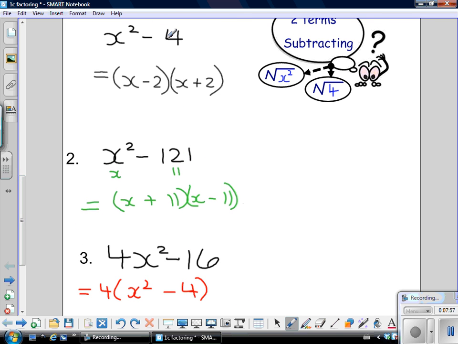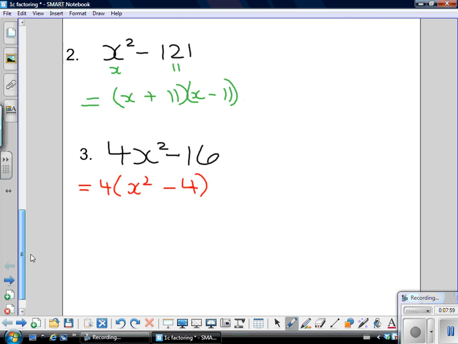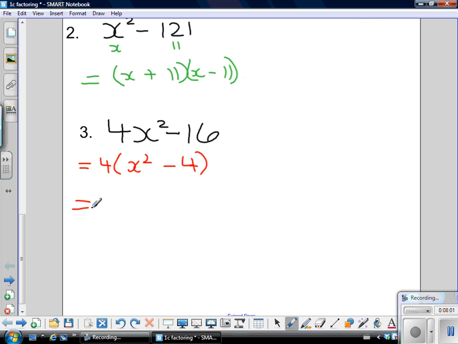because that's this one up here. So again, I'm going to keep my 4. I have my two brackets. The square root of x squared is x. The square root of 4 is 2. One is adding, one is subtracting.